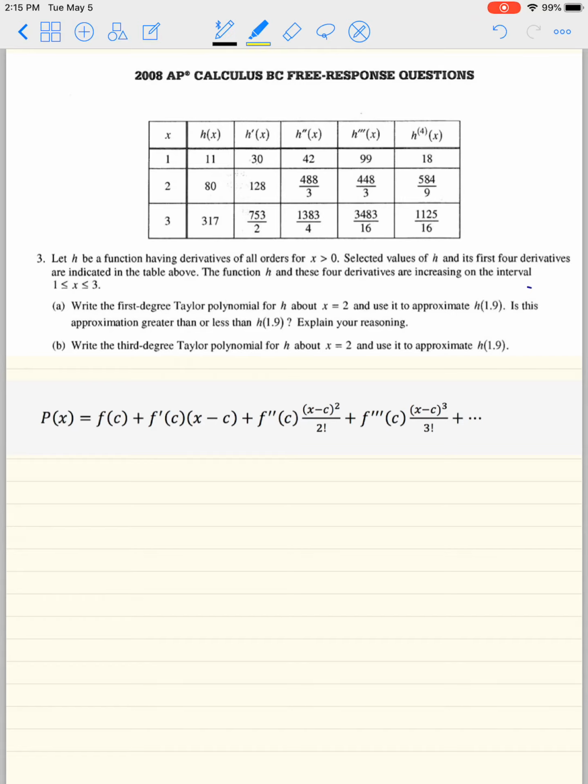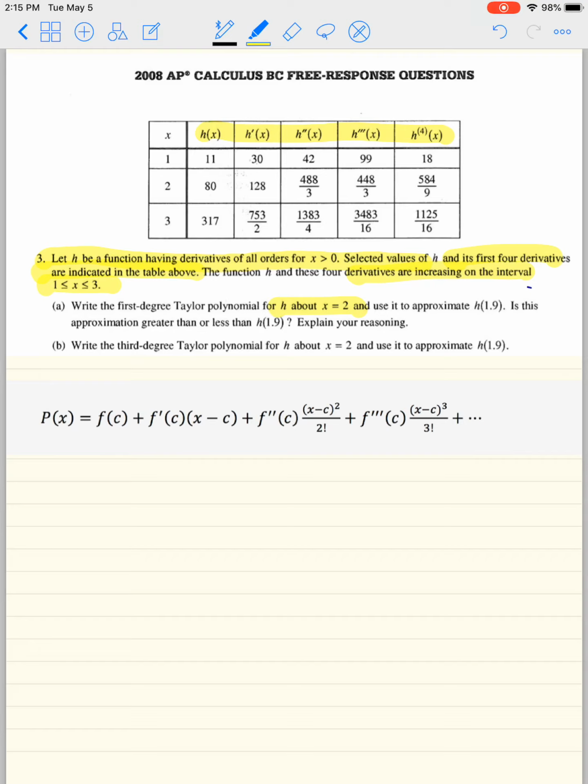So it says, let h be a function having derivatives of all orders for x greater than 0, and selected values of h and its first four derivatives are indicated in the table above. The function h and these four derivatives are increasing on the interval 1 to 3. So the first problem says, write the first degree Taylor polynomial for h about x equals 2. So we're centered right there.